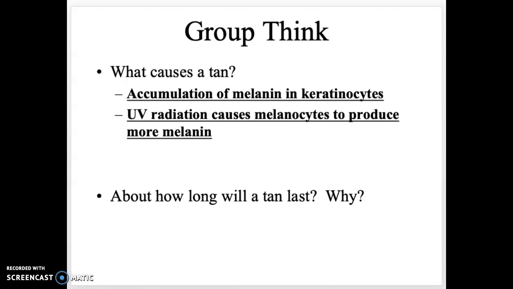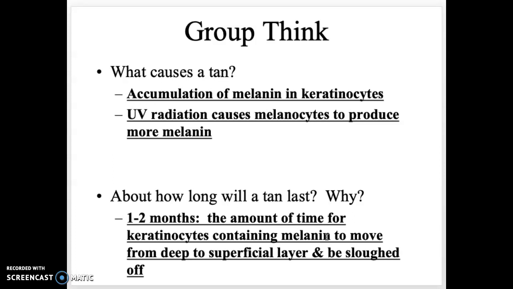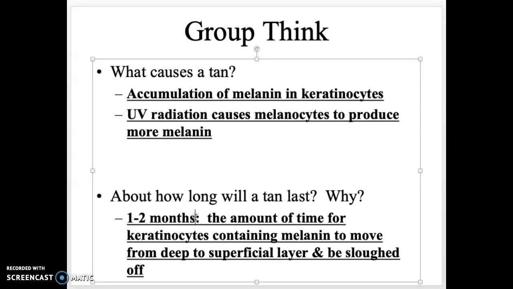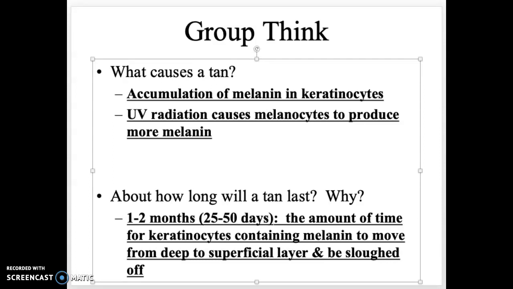So tans are caused by melanocytes producing more melanin because they're trying to protect the DNA from damage. So tans last somewhere between 1 to 2 months because that's the amount of time that we said it takes to go from the stratum basale all the way up to the stratum corneum. I think we said 25 to 50 days, but that's about the same thing.